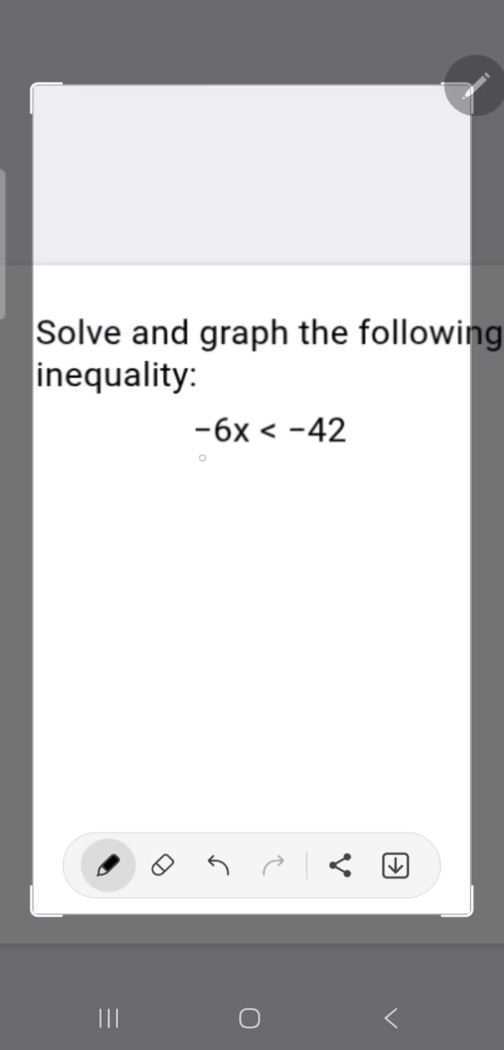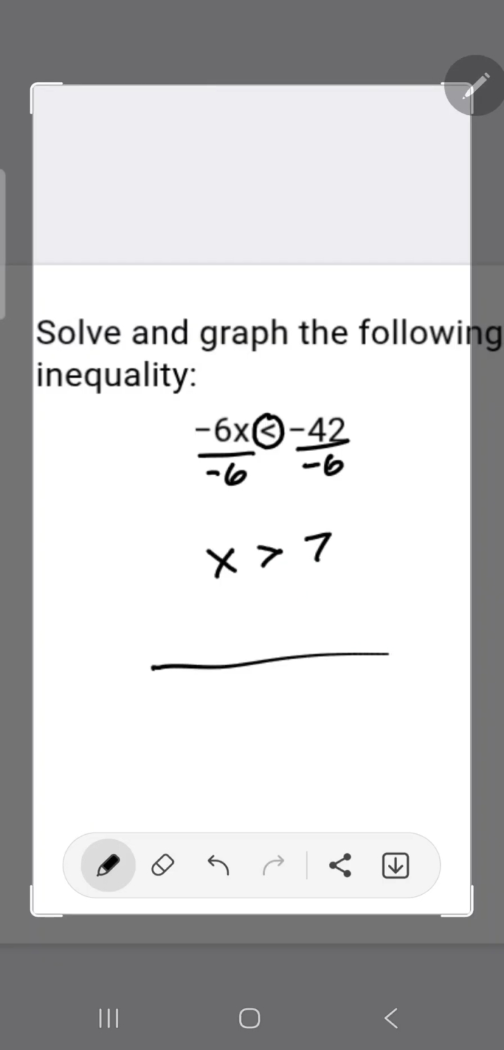In this problem, we're also dividing by a negative 6. And when we divide by a negative number to solve the problem, we flip that symbol around. And now that's x greater than 7, so it's an open circle because it's not included. There's no equal sign. And we shade to the right. The arrow's pointing right for greater than.